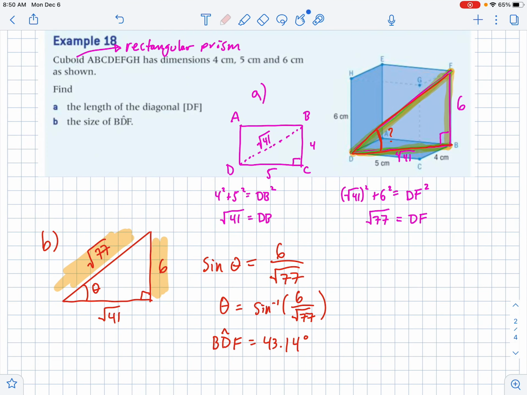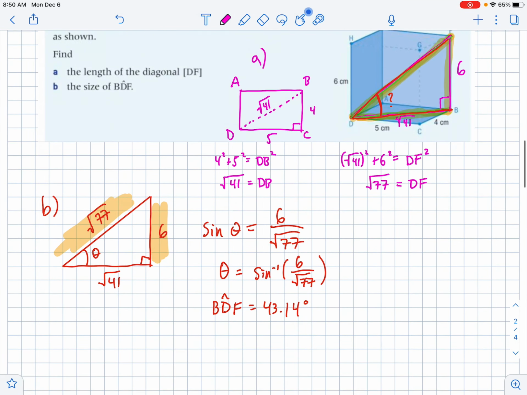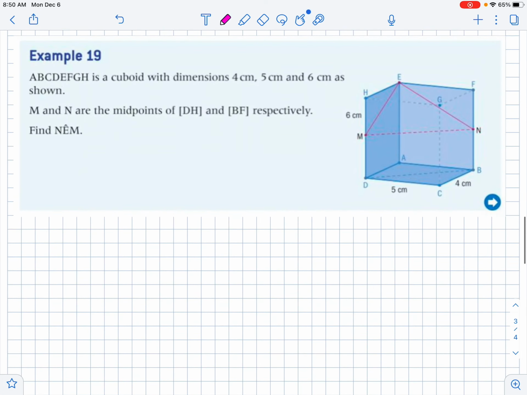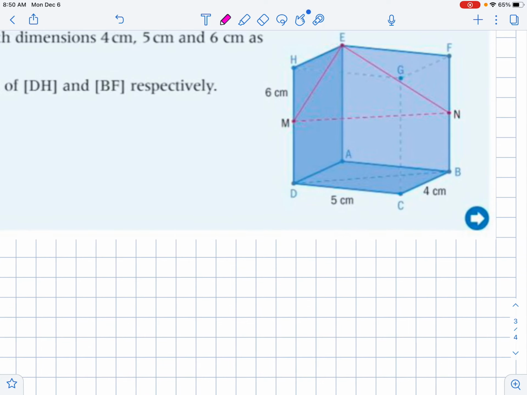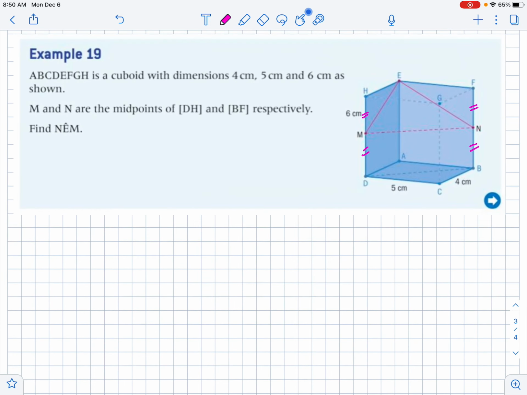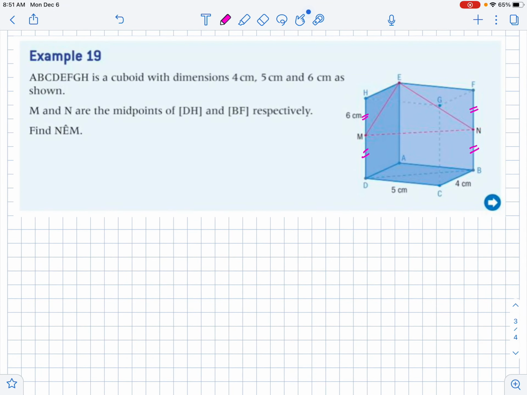There's that old problem. Next up, another cuboid with dimensions 4, 5, and 6 as shown, but M and N are midpoints of DH and BF. So if those are midpoints, I'm going to remind myself by putting little congruency markings over here that this is the same as this, and then this is the same as this. Actually, if the whole side is 6, then we know each of those is 3. I bet that's going to come up.